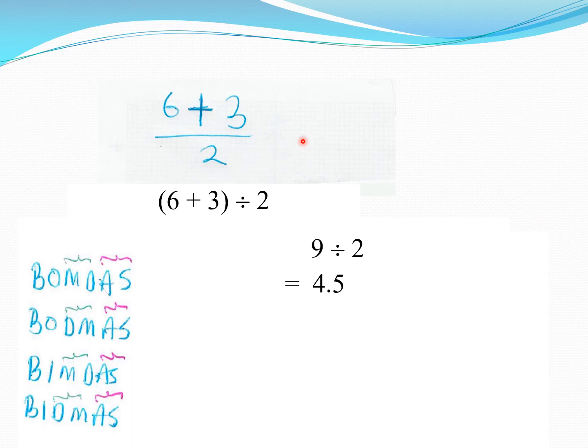However, if you want to get it correct, if you want to do 6 plus 3 over 2, basically you put all the top bit, the numerator bit, 6 plus 3, inside a bracket. We had that 6 plus 3 was 9, so you put that into a bracket, 6 plus 3, divided by 2, 9 divided by 2 gives 4.5.